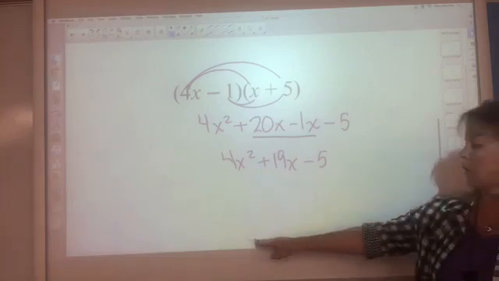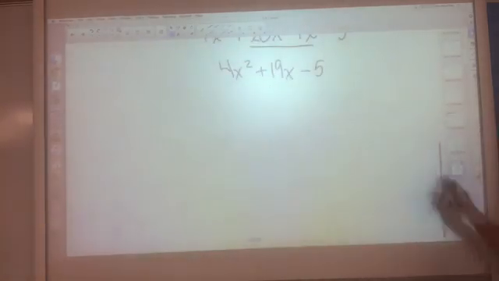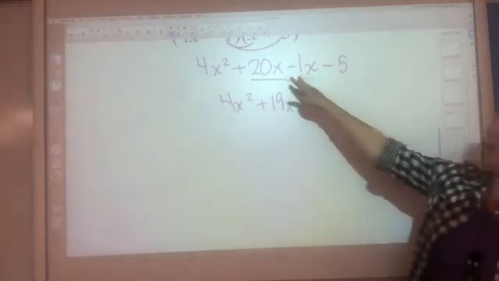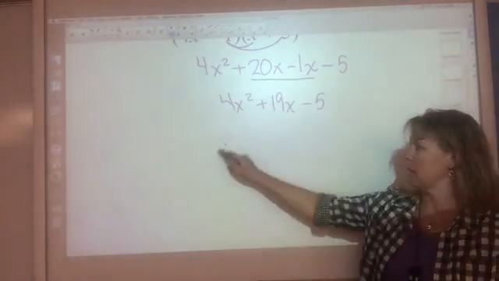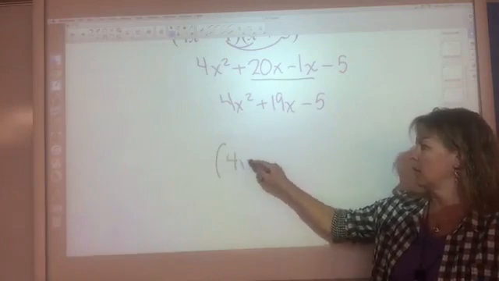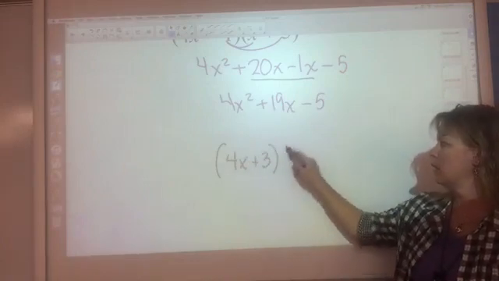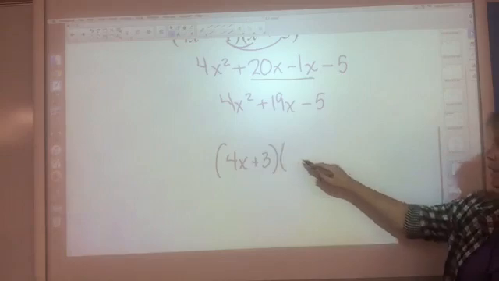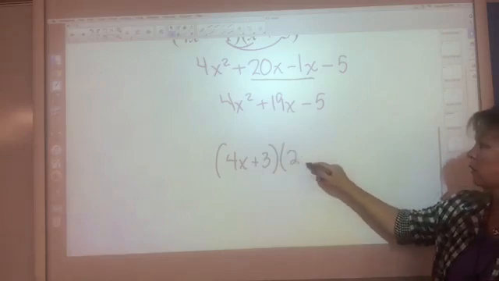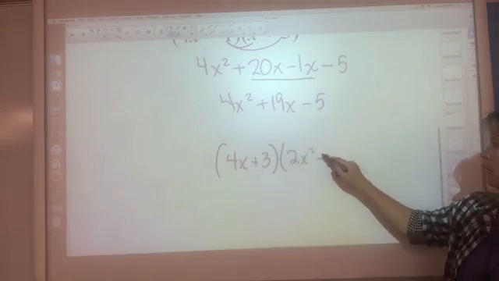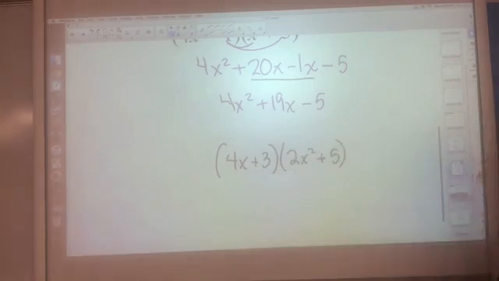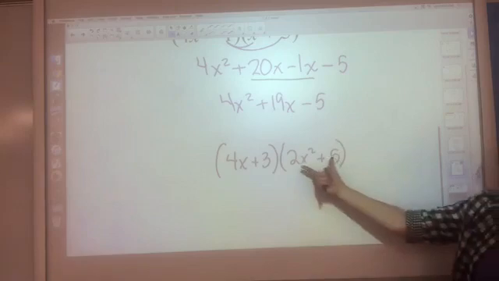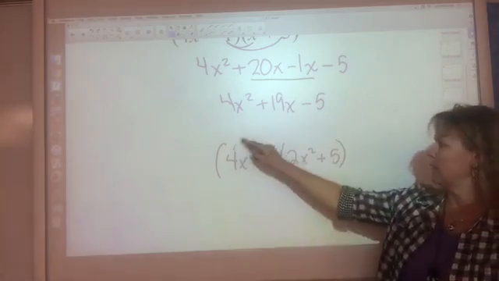Let me just show you one quick example of when those two wouldn't be like terms in the middle. And you don't have to write this down, you can watch it or fast forward through it. 4x plus 3, and you're going to multiply it times 2x squared plus 5. Notice the setup is a little bit different, but the process is the same.